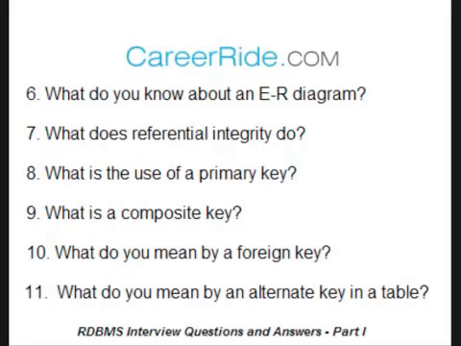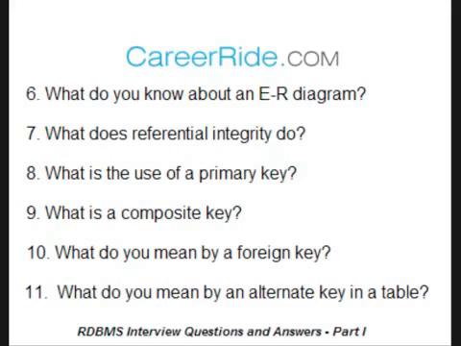What does referential integrity do? Referential integrity rules are applied while creating the relationship between two tables. It prevents the entry of inconsistent data in a table by a user or an application. This maintains the integrity of the data.